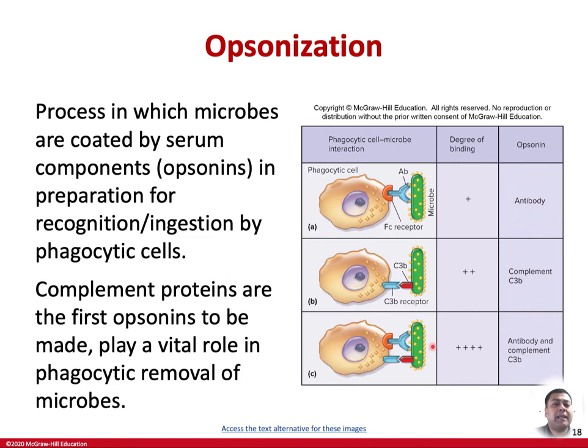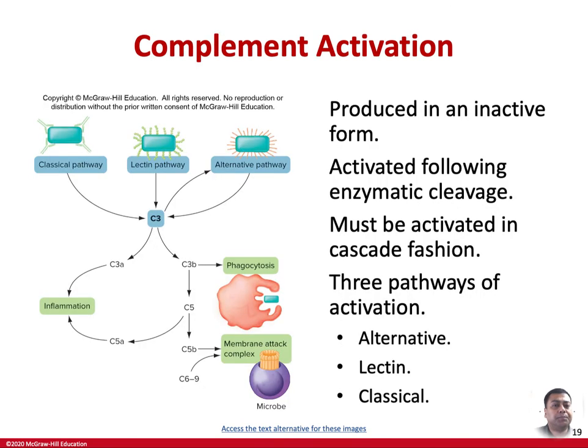The next one is a double binding, where a microbe is coated by C3b as well as an antibody, and there are two receptors, an antibody Fc receptor and a C3b receptor, present on a phagocytic cell, binding both. At that time, the degree of binding is increased dramatically, and the degree of phagocytosis will be most effective in this condition. So this just shows the relationship of the degree of opsonization by the phagocytic cells.